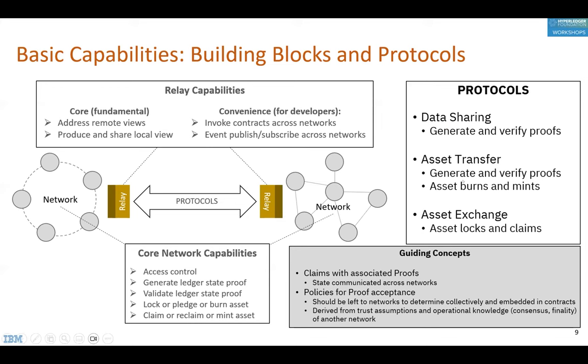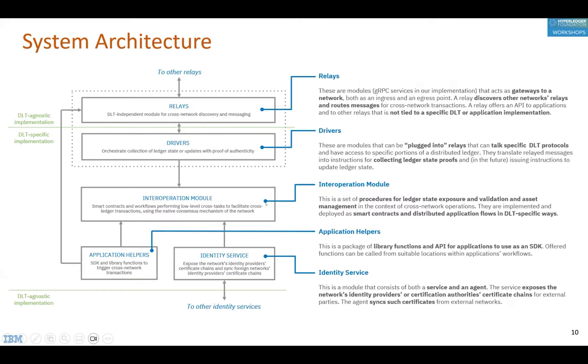So we can enable protocols like data sharing, asset transfer, and asset exchange using this set of capabilities. The relays are able to, okay, I did not mention the concept of views. Views are just the term we use, and we borrow it from databases. It's a way for one network to query data from another network and for that network to provide the data. It's like providing a view to some part of its state, and the view also carries with it a state proof. Also, we envision the relays can invoke contracts across each other, and publish and subscribe for events and so on.